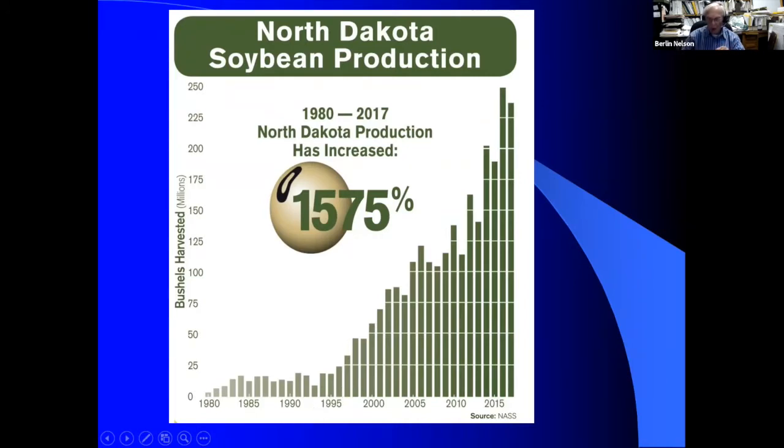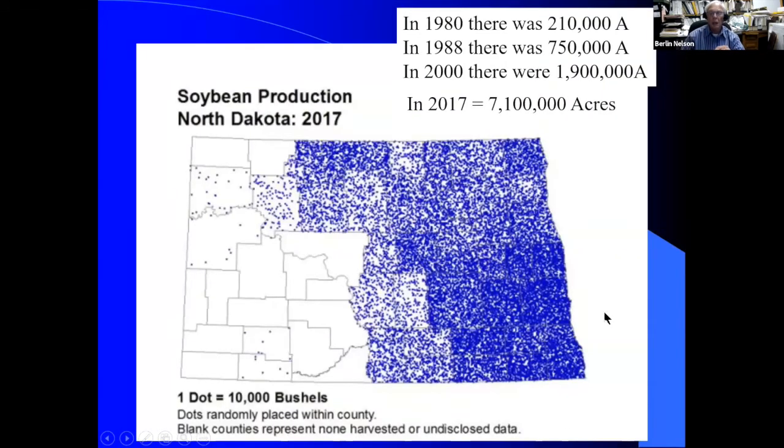Okay, so I want to show you this here. I think all of you have probably seen this. This is the 2017 bushels, showing all the bushels of soybean produced in North Dakota. And you can see it's all over the place now. In many counties, they didn't even record the data.